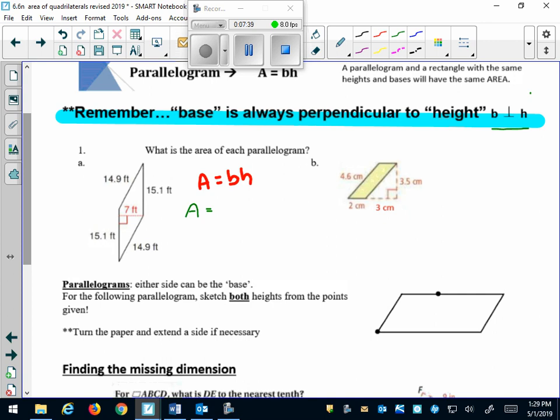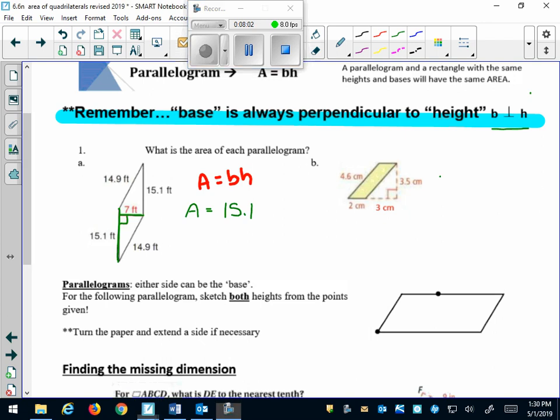Yep, 15.1 and 7. 15.1 is the length of one of the sides, and the 7 is the height that's perpendicular to that, so always look for that right angle. 14.9 we can't use in this one because we don't have anything perpendicular to it. All right, try B.